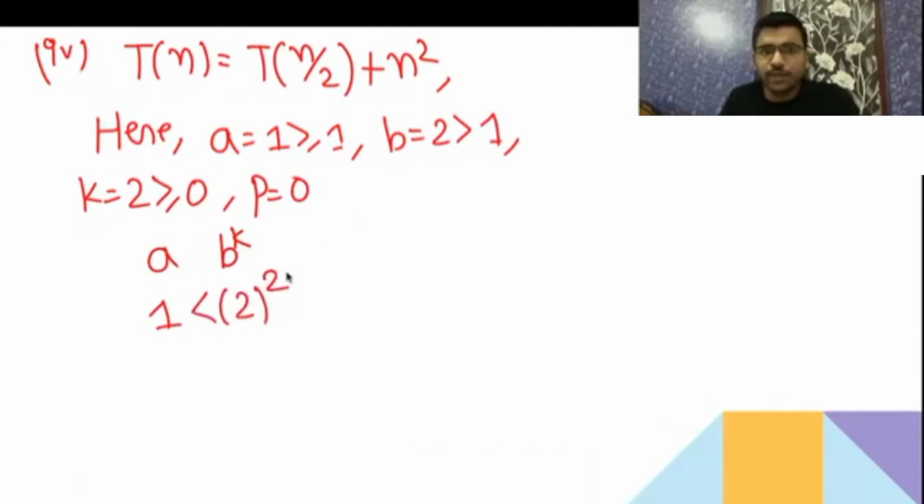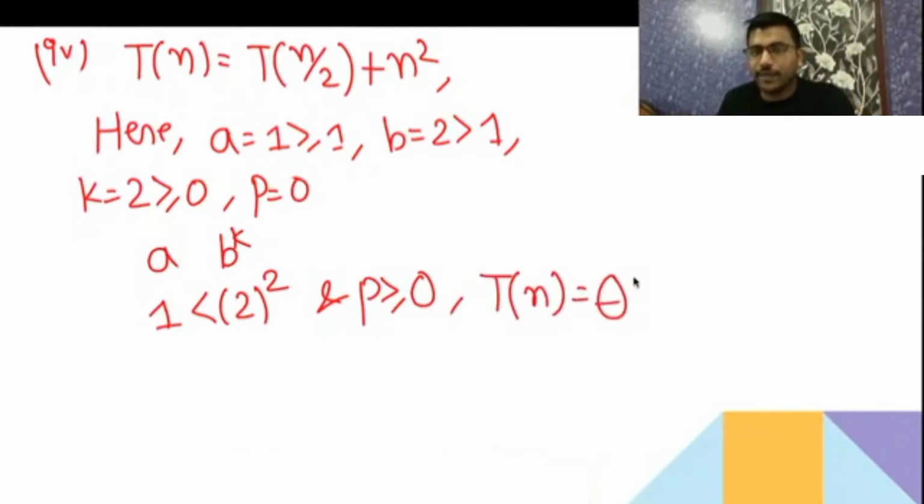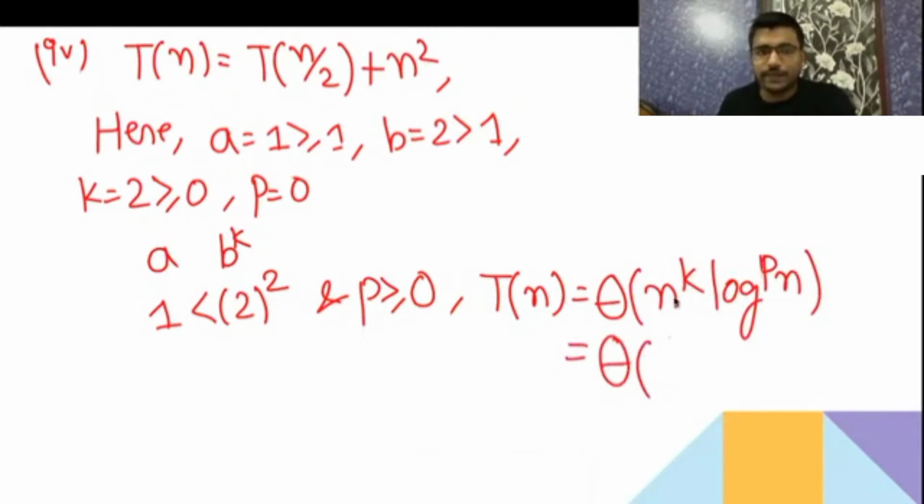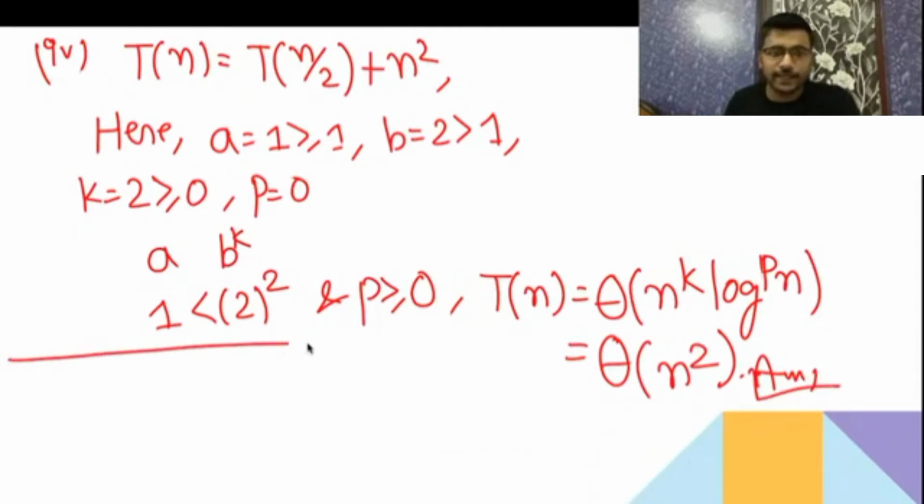So it's smaller, it is going to be 4, and P is greater than or equal to 0, means third condition, first one, that is Tn is going to be theta n to the power k log p n. Okay, so theta is n, k is your 2, and P is your 0, so you are going to get this one. Yeah, correct, very good. Now those who are done with the writing, they can try the next one.